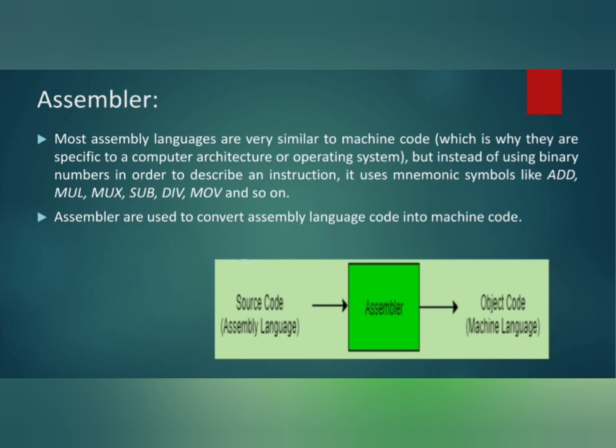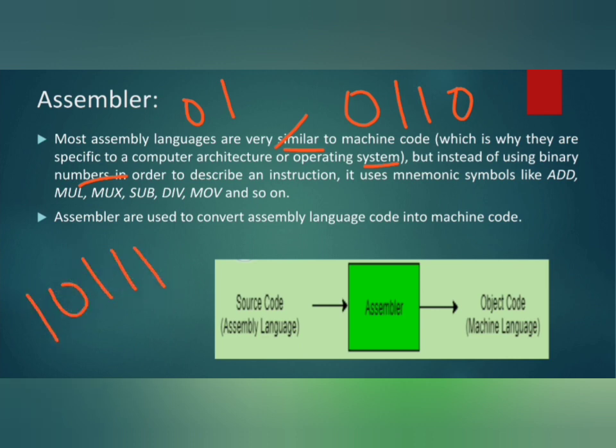So let's see what's written here. Most assembly languages are very similar to machine code. Machine code means machine language, but they are not exactly machine language, they are just similar to it, which is why they are specific to a computer architecture or operating system. But instead of using binary numbers, meaning 0 and 1, any combination of binary numbers, for example 0 1 1 0, or you can say 1 0 1 1 1, like that, any combination of it, they are binary numbers.